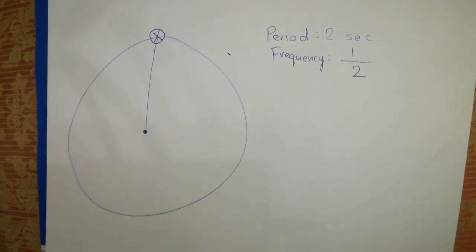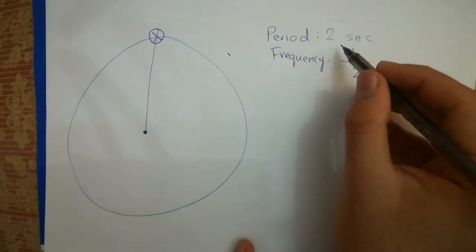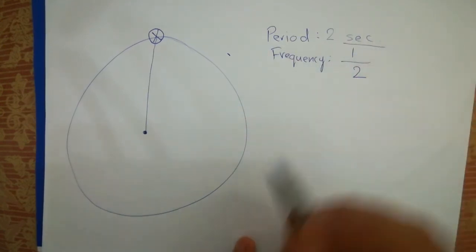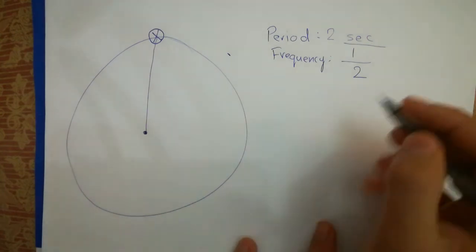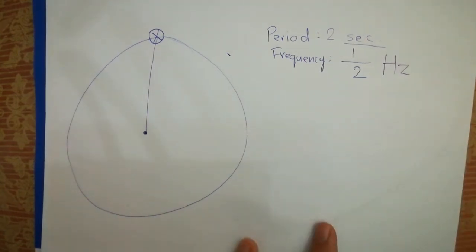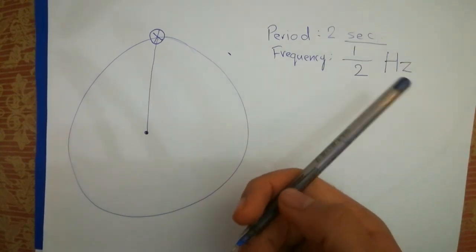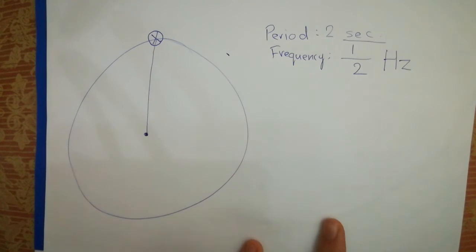Now, physics can't be without units. There has to be a form of units somewhere. In the period, the unit is seconds. But in the frequency, the unit is hertz. So hopefully you understand the meaning of period and the meaning of frequency.